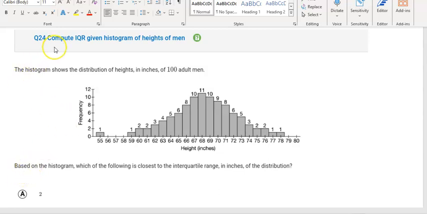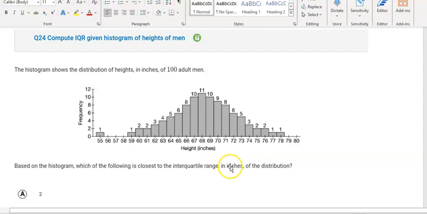This question comes from one of the tests you guys have been working on. Let's read it. The histogram below shows the distribution of heights in inches of 100 adult males. Based on the histogram, which of the following is the closest to the interquartile range in inches for the distribution? Interquartile range is generally found from a box plot, but they gave you a histogram.